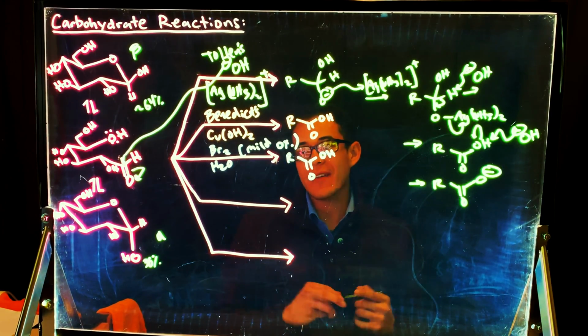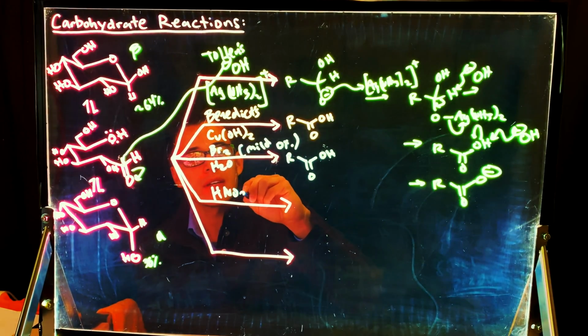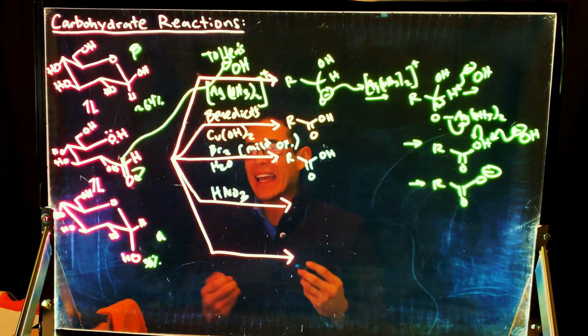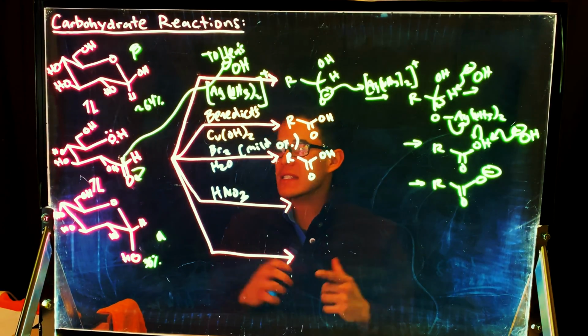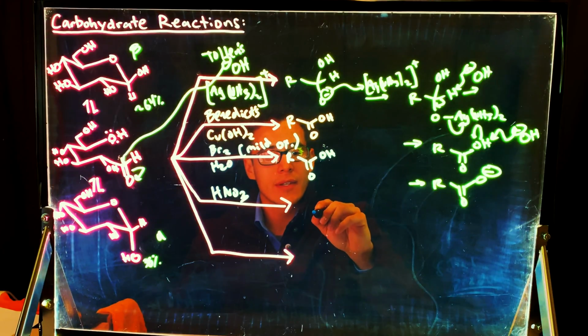We could, however, have something a little bit stronger like HNO3. What if we had HNO3? What do you think we're going to get? Well, in this case, I'm going to actually draw out our glucose molecule so we can see what we get.